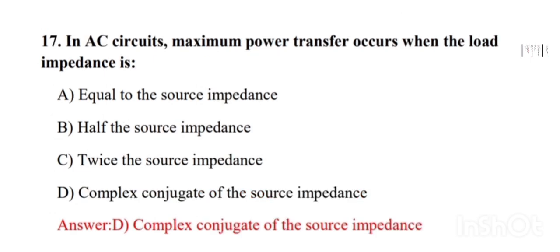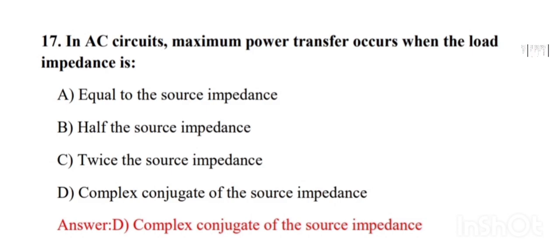Question number 17. In AC circuits, maximum power transfer occurs when the load impedance is: option A, equal to the source impedance; option B, half the source impedance; option C, twice the source impedance; option D, the complex conjugate of the source impedance. The right one is option D, the complex conjugate of the source impedance.